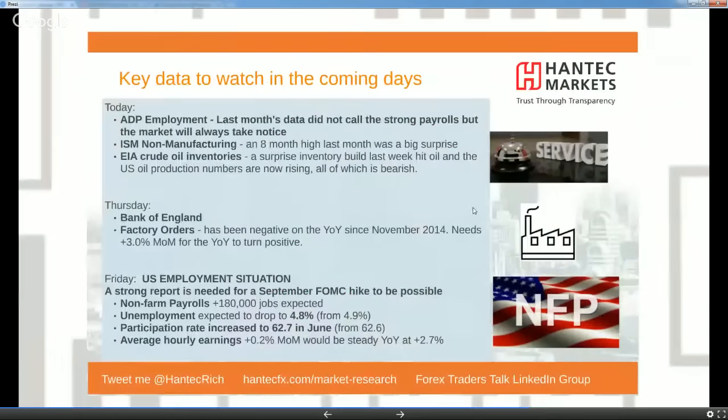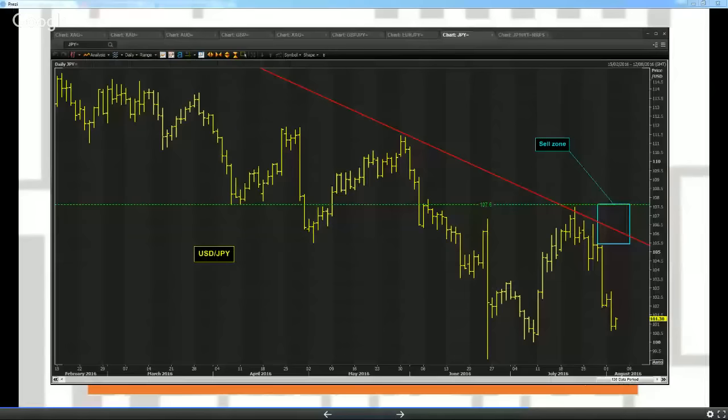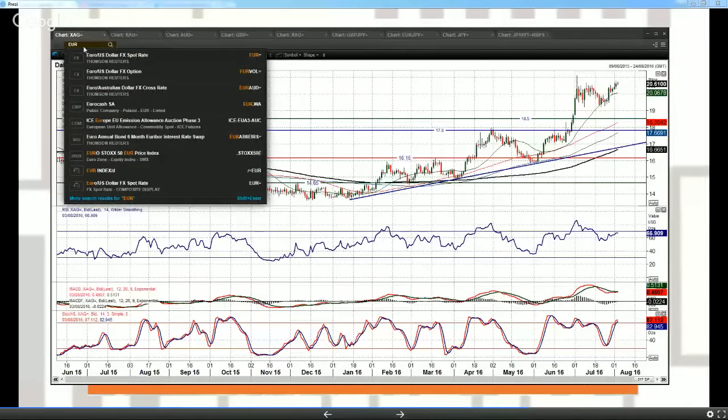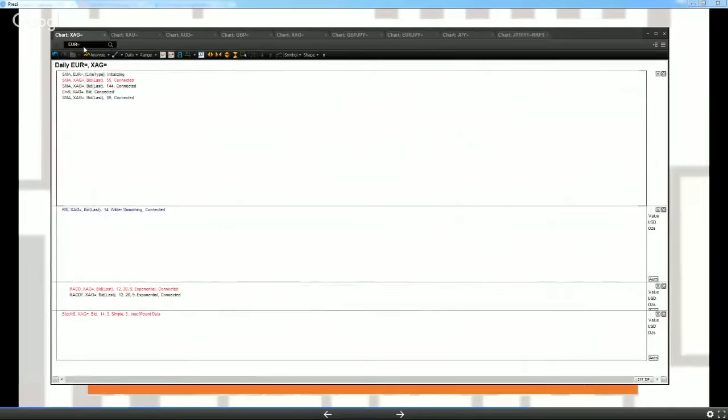So yes, okay, well that's half an hour. Happy days. So I will now have a look at some charts. Okay, so let's start off with the euro.